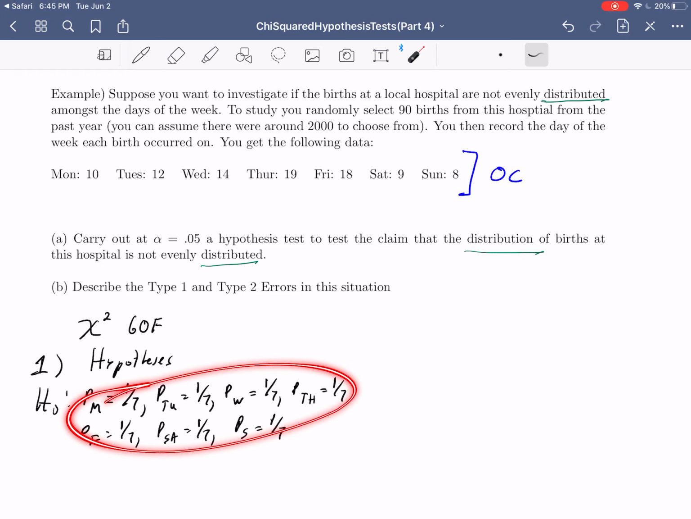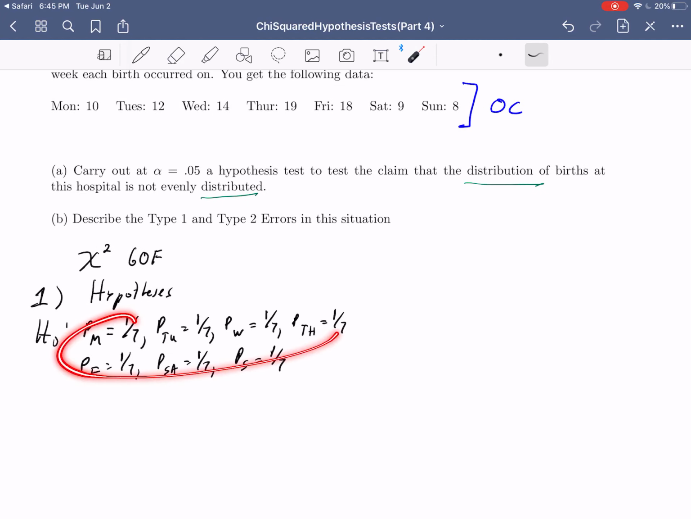Is this a valid distribution? Well, yes: 1 out of 7 plus 1 out of 7, and so on, seven times. That's a lot of 1 out of 7s. Well, that's 7 of them, and that is 1. So it is a valid distribution here. So this is our null hypothesis.